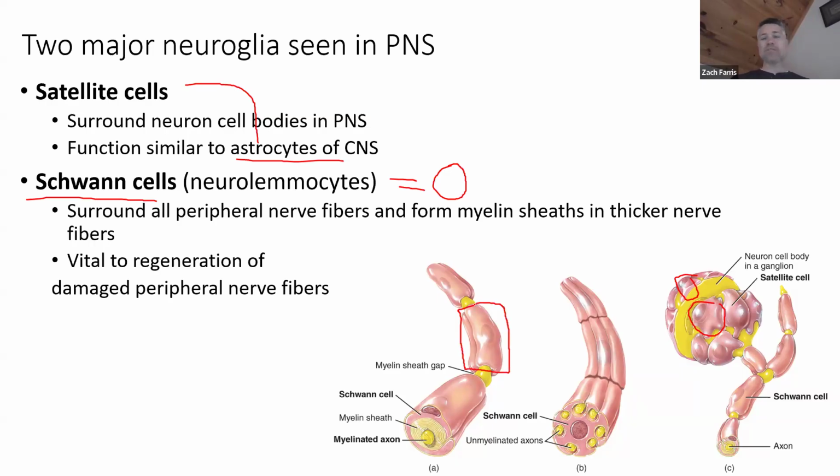These are similar to satellite cells and astrocytes. They wrap around a neuron. They get a different name because of what part of the neuron they're wrapped around. So a cell body, that's satellite cells and astrocytes. Wrapping around the axon, this little bubble wrap that goes around the axon, that's a Schwann cell or an oligodendrocyte. If that axon is in the PNS, it's a Schwann cell. If that axon is in the CNS, it's an oligodendrocyte.